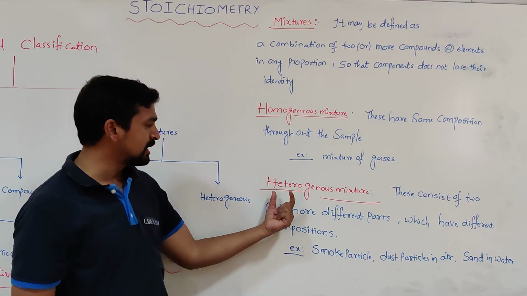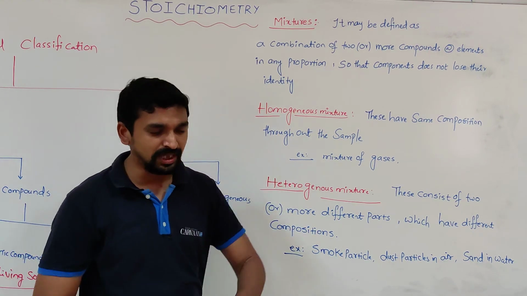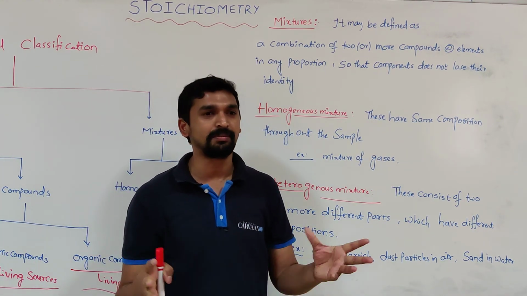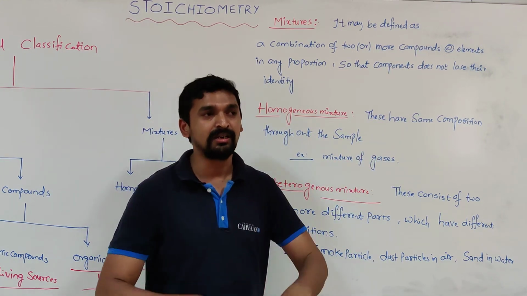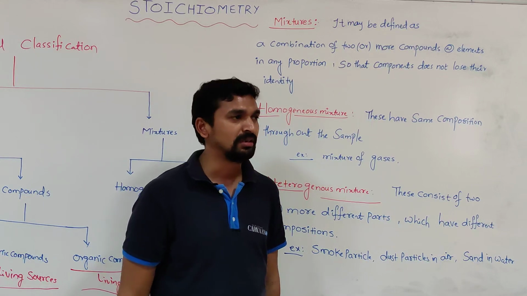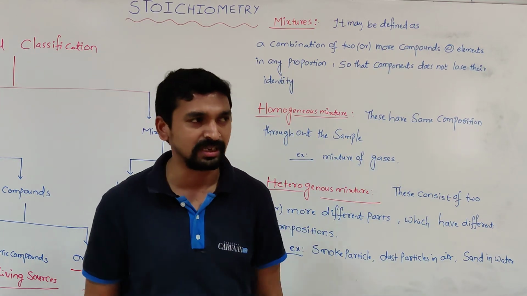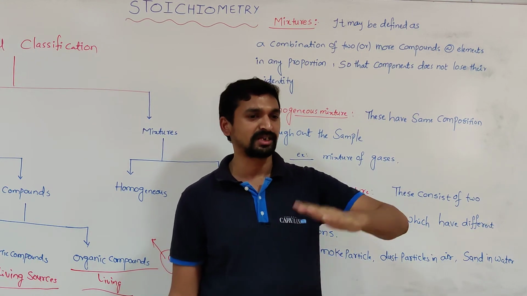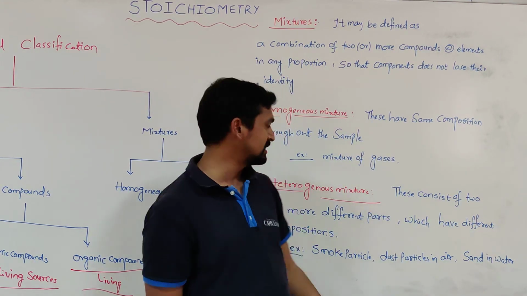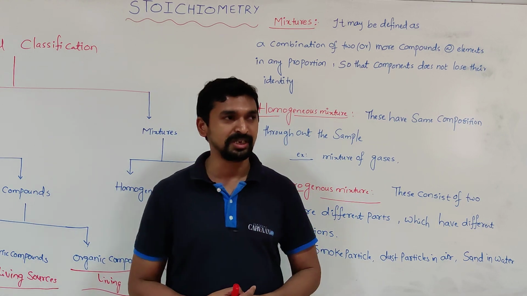But when it comes to the heterogeneous mixture, there is a clear boundary separating the two compounds which are mixed in different proportions. For example, sand mixed in water. When the sand is mixed in water, the sand is separated from the water. We have two phases. So that is called a heterogeneous mixture.